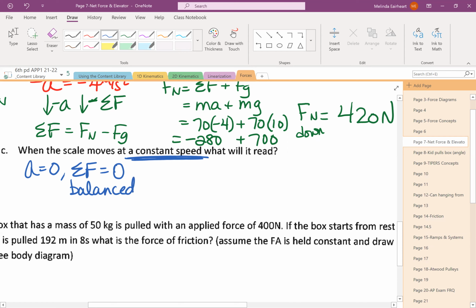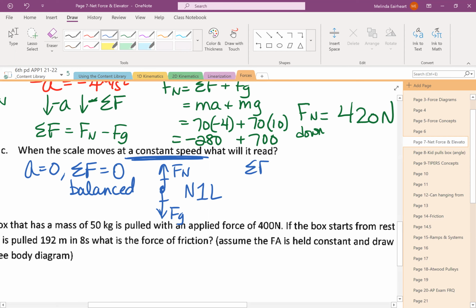What would your diagram look like now? We've got gravity, same weight as before. Are we going to have a bigger, smaller, or same normal force? Same. Equal and opposite. Newton's first law. And so now you could just say, hey, I already know these two are equal and opposite, right? Or you can go through your Fnet statement.